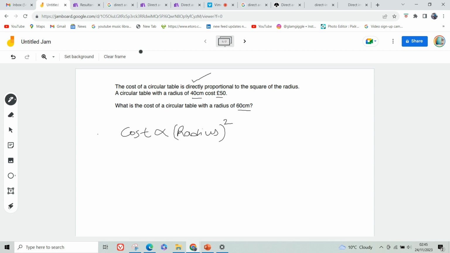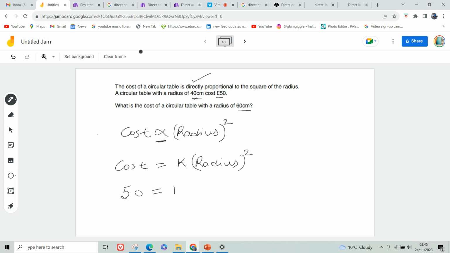Okay, now as we have learned, if you want to get rid of this proportionality sign or operator, you need to replace it with equals, a constant k, and keep the other variable the same. Now when the radius is this, the cost is this. Just substitute the value.